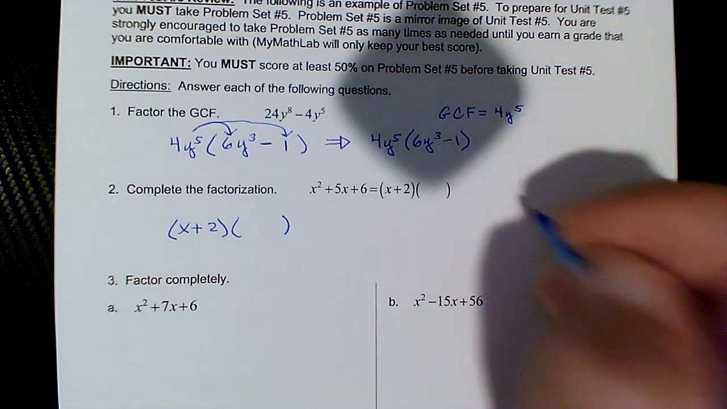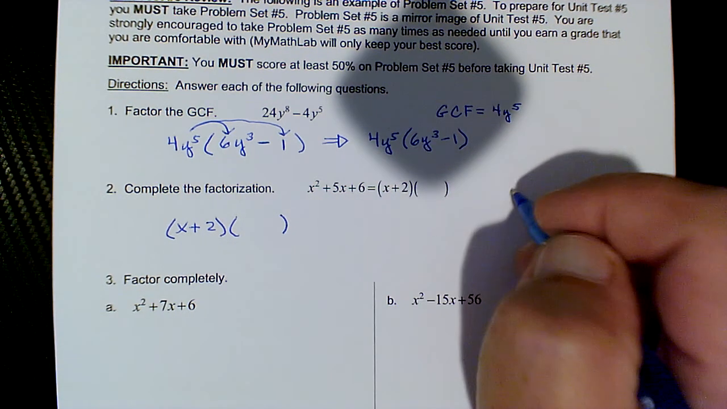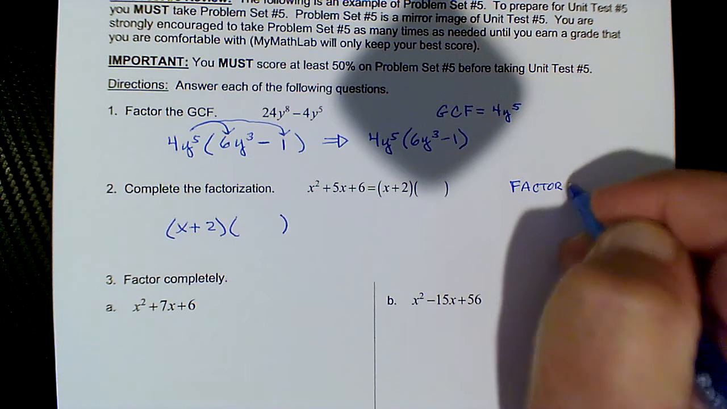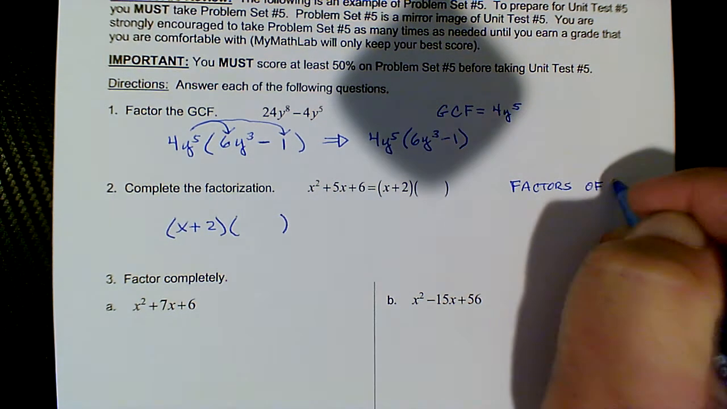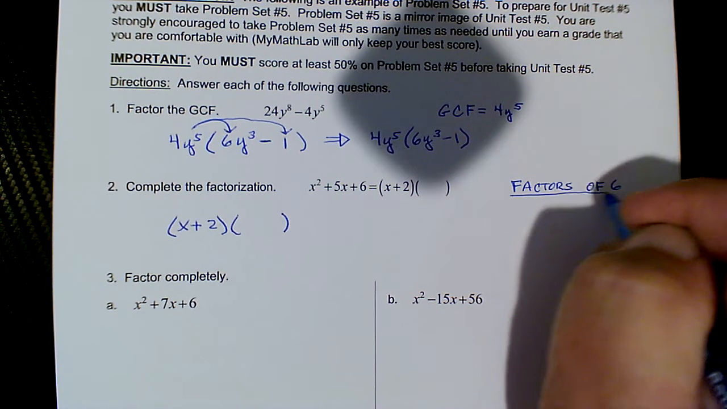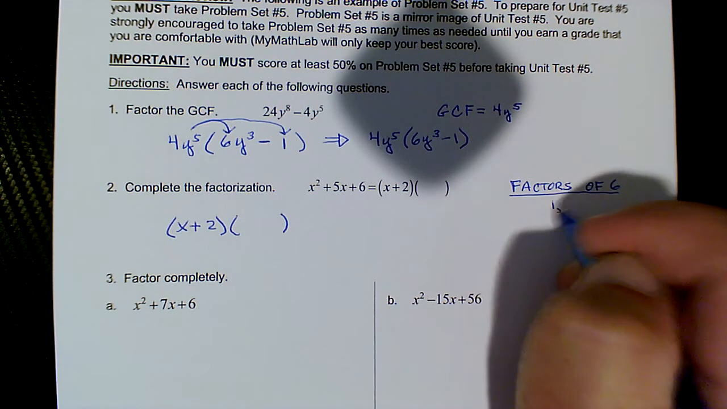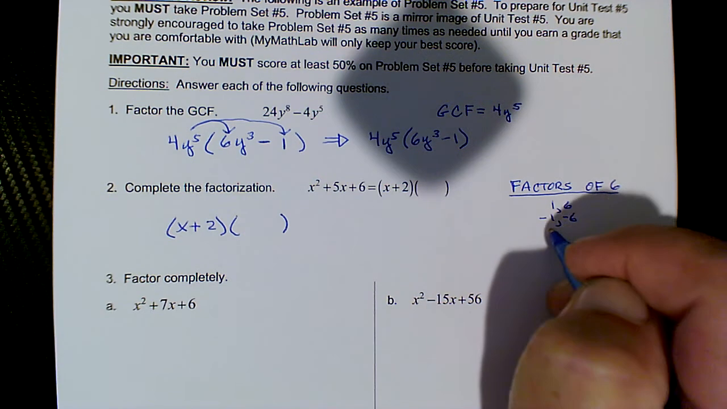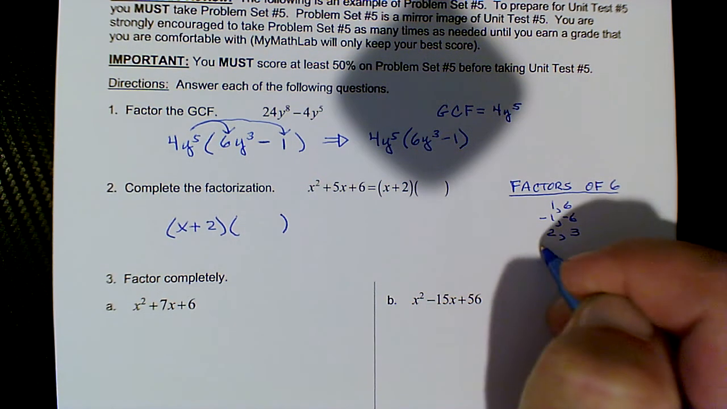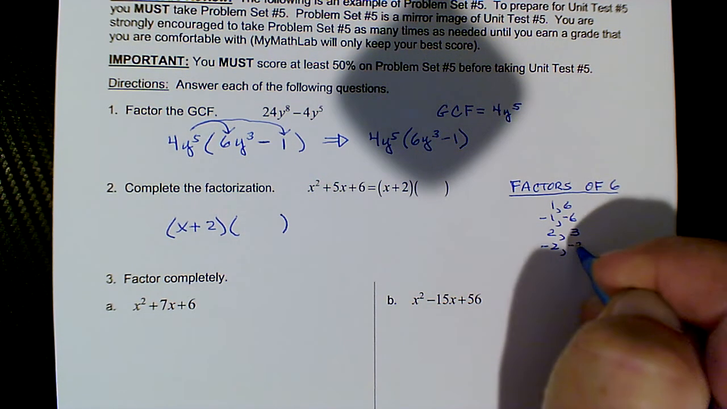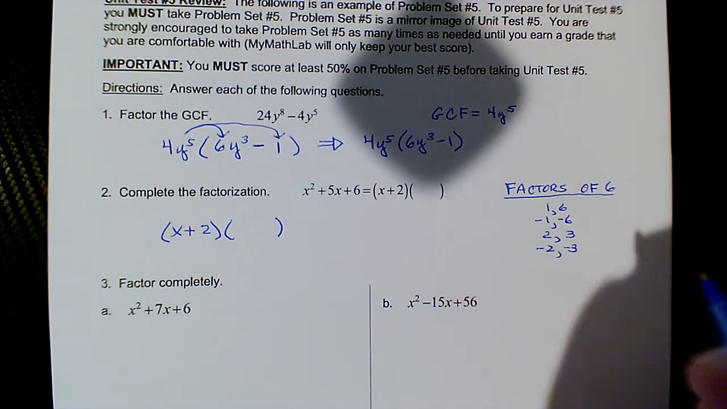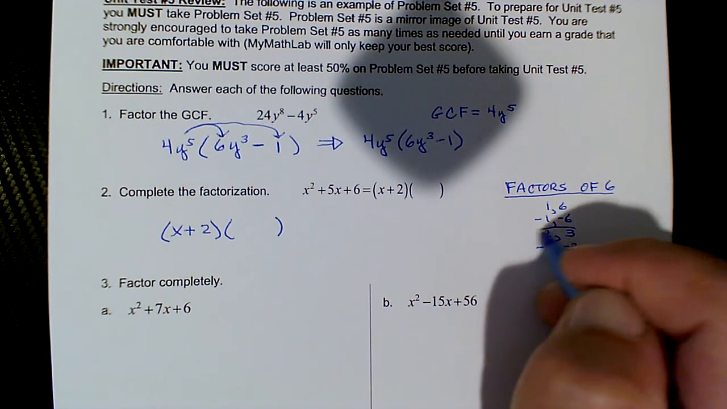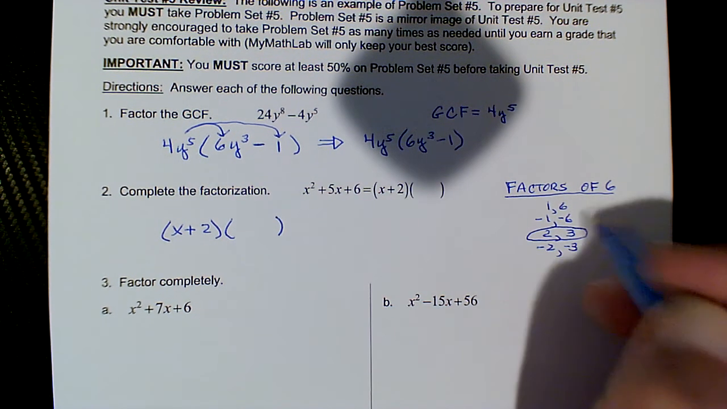And so if you wanted to, you could say we'll list the factors of 6, and we'd have 1 and 6. We also have to consider negative 1 and negative 6, 2 and 3, or negative 2 and negative 3, and then we're looking for the pair of factors that combine to give us a positive 5. So that would be the positive 2 and the positive 3.